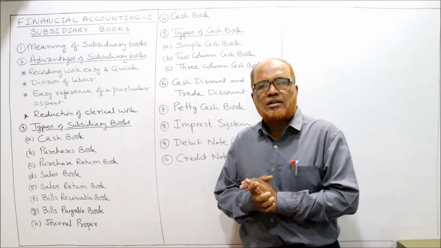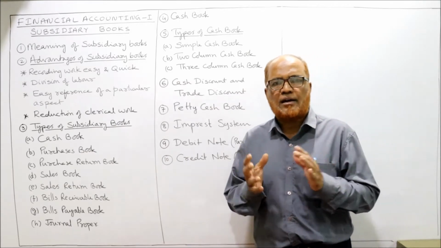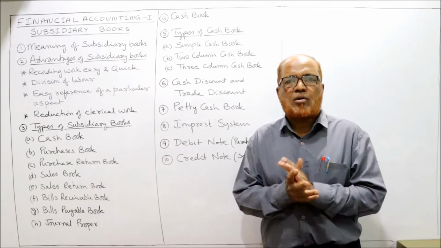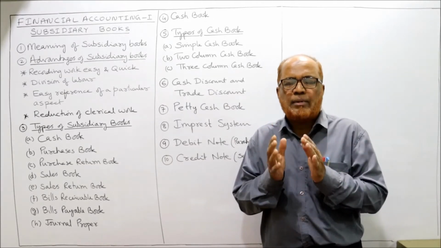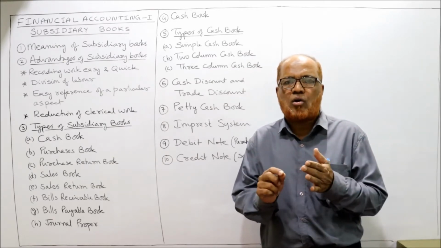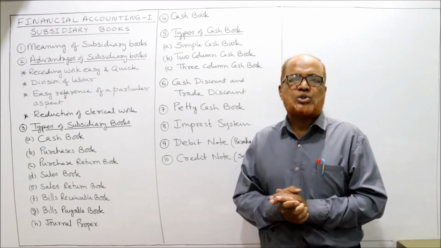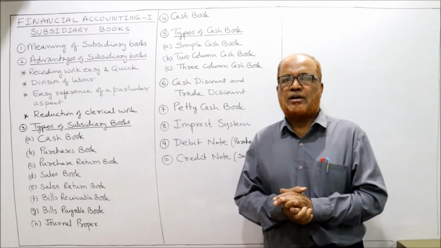Now I am going to start the new topic called subsidiary books. See, when a business is small, all the transactions can be recorded in a single journal. The book of prime entry is the journal. Whenever a transaction takes place, it will be recorded in a book called journal. Later on, it will be posted from journal to ledger. This is the process of accounting.